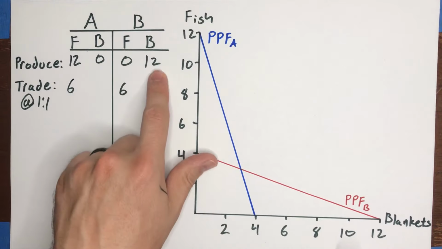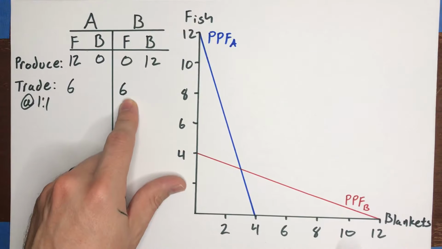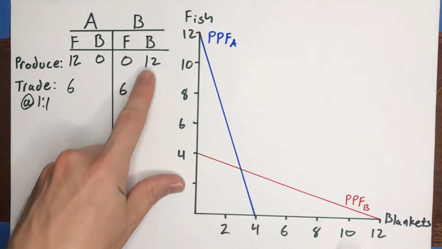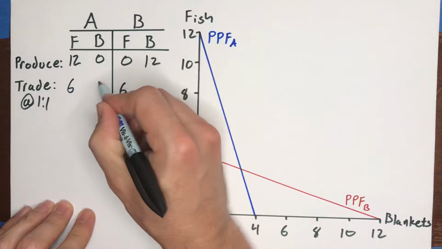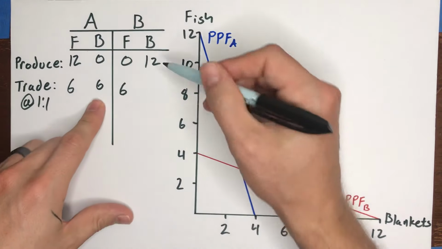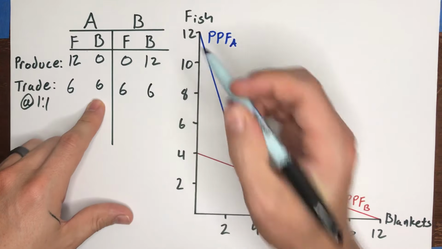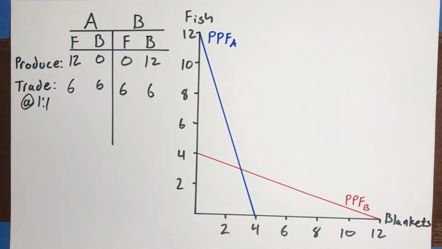In exchange, Bob is going to give her 1 blanket for each fish that she gave him. So he's got to give her 6 blankets. So we'll put a 6 in her blanket column. And he started with 12. He traded away 6. That leaves him with 6 blankets.